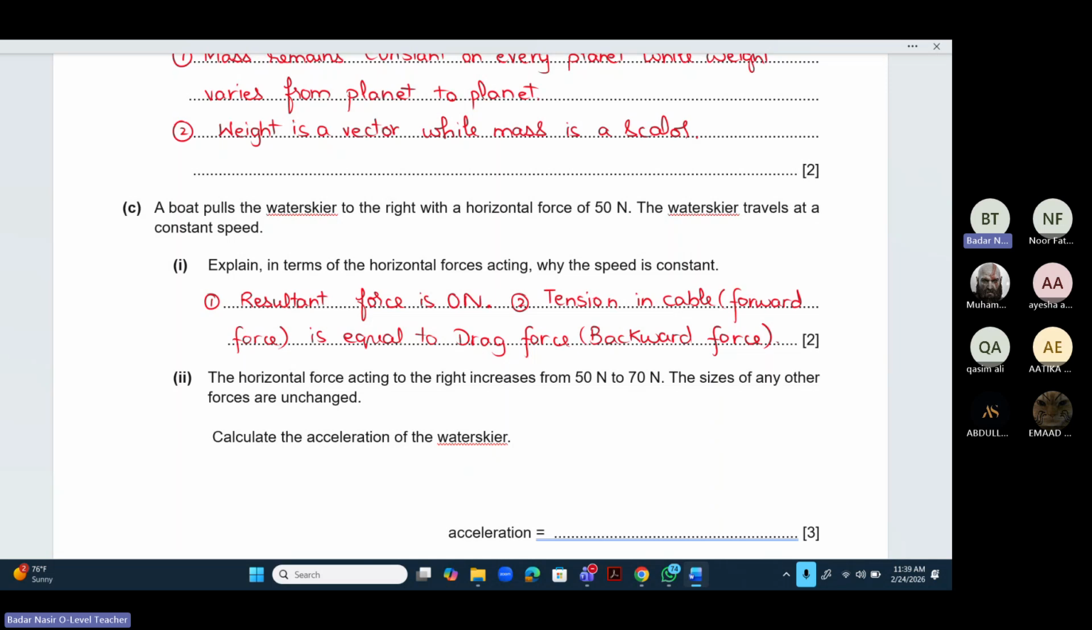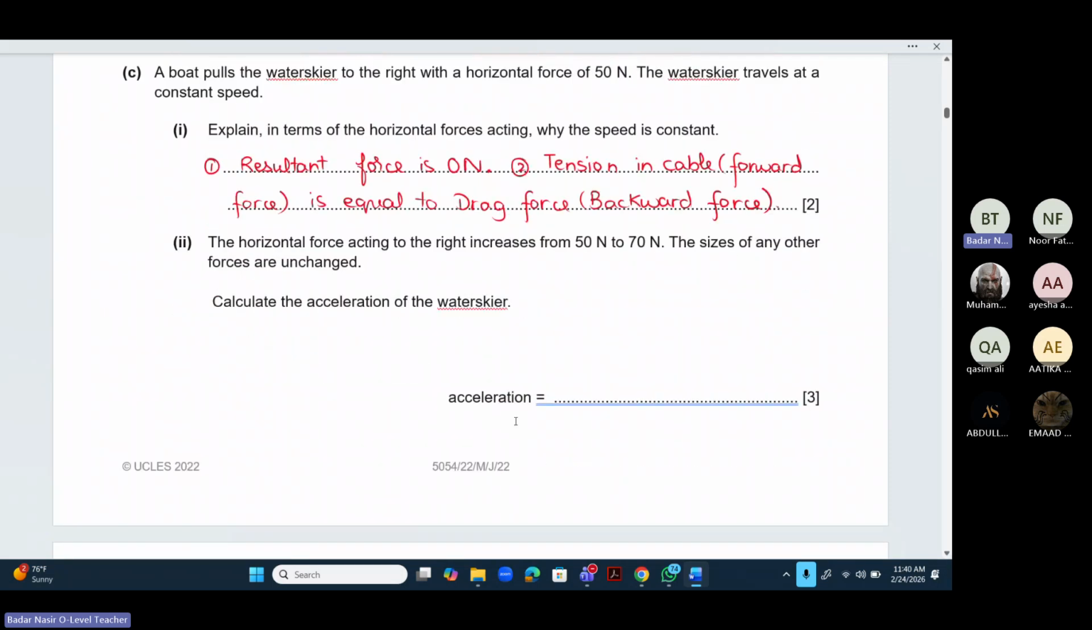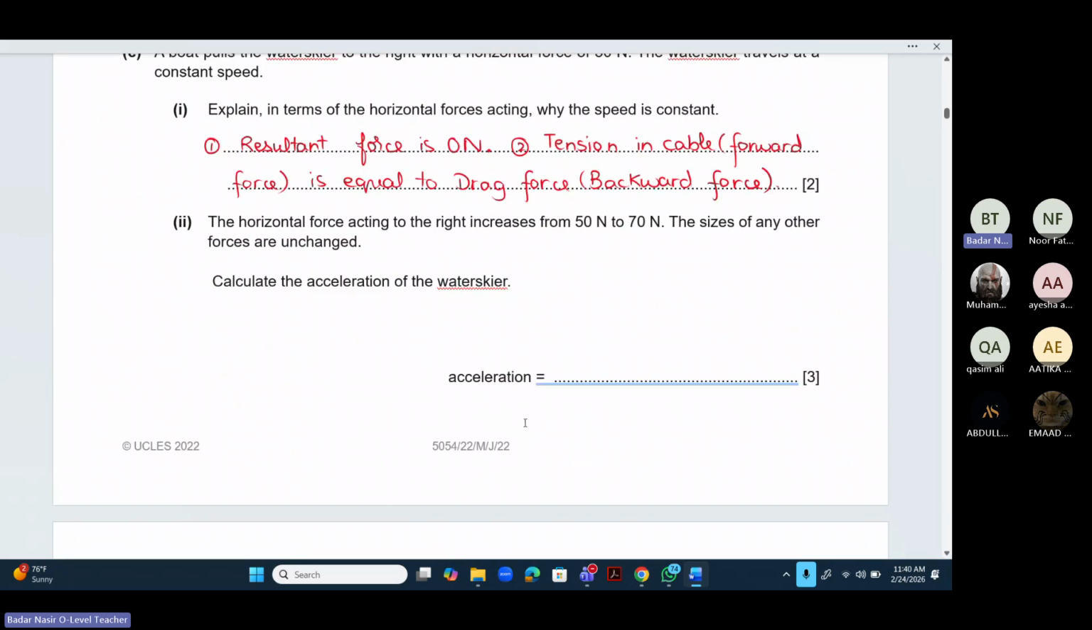In the second part, they are saying the horizontal force acting to the right increases from 50 to 70 Newton. The sizes of any other forces are unchanged. Calculate the acceleration of the water skier. So the resultant force has increased. What is the net resultant force? That will be 70 minus 50, which is 20 Newton.